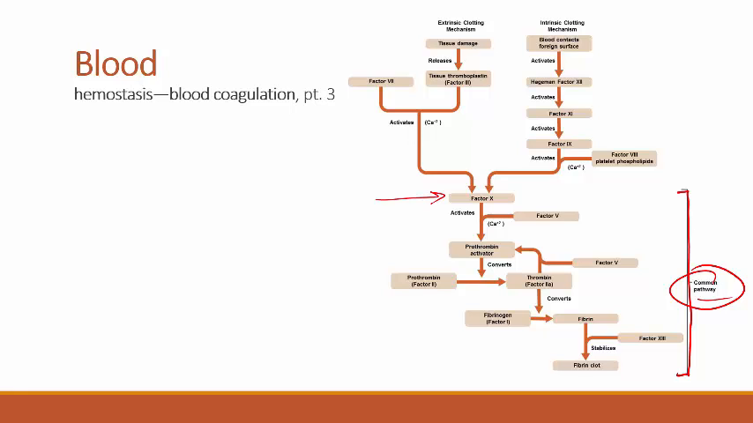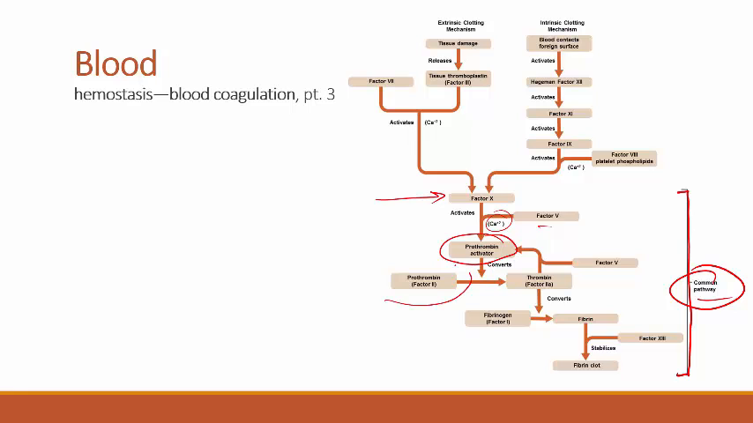So if we can get a protein called factor X made, then factor X works to activate, along with calcium, factor 5 into prothrombin activator. So together, factor X and factor 5 working together produce prothrombin activator.